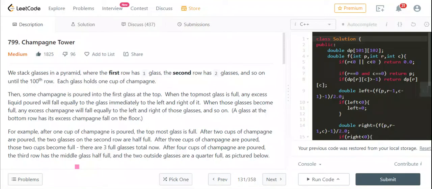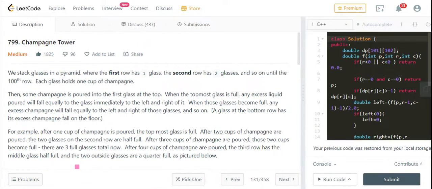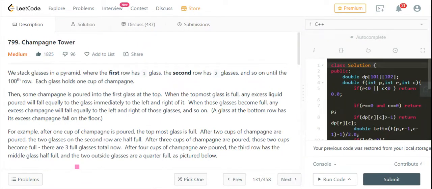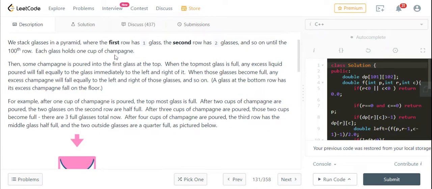Hello, today we'll be doing today's Leetcode challenge question, that is 799 Champagne Tower. And let's read the question statement that is given. We stack glasses in a pyramid where the first row has one glass, the second row has two glasses, and so on until the 100th row.